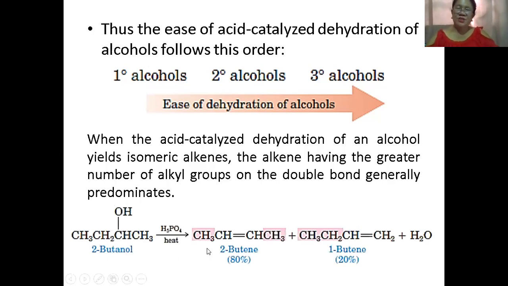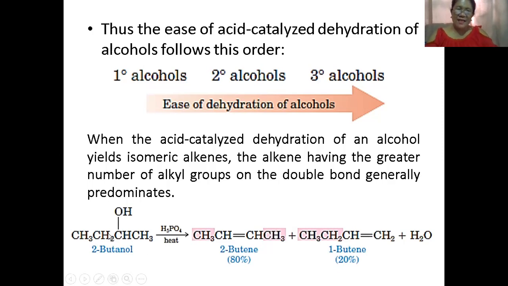Okay, 2-butanol. For dehydration, what you need is phosphoric acid and heat. Okay, take a look. This is our OH. So, what is adjacent to the OH? It can be this one, right? It can be this one. So there are two possibilities.